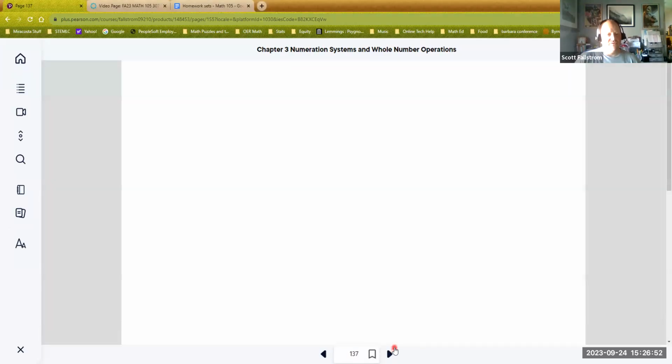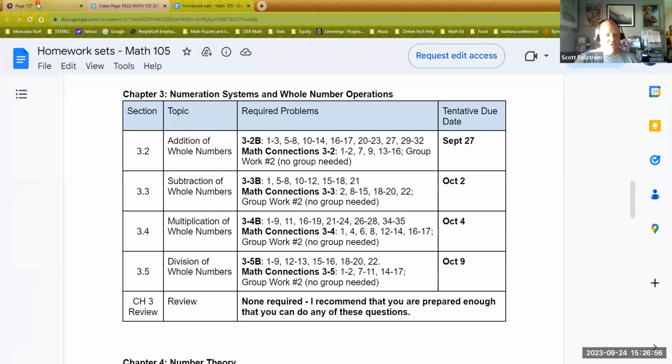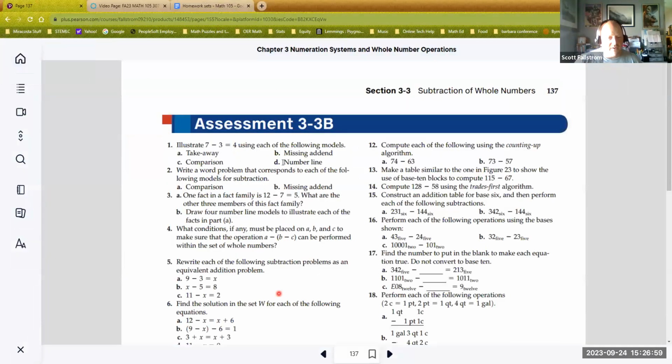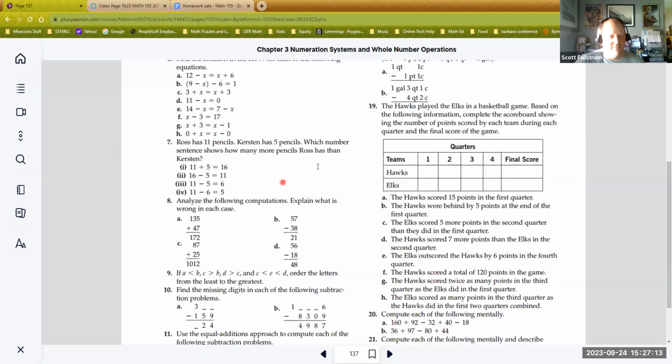Let's see if you have any issues with what is 3.3. So 3.1, 5 to 8, 10 to 12. Okay, 1. Take things away with different approaches. That should be okay. 5 to 8. Boom, boom, boom, boom, boom. This says find the solution in the set W. So there must be a whole number that works for these. Rewrite each of the following as an equivalent addition problem. So that seems very similar.